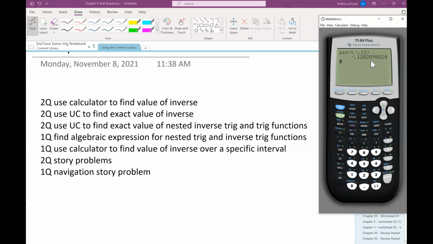So just like the smallest part of, we do this all the time, right? Like we do the sine inverse on the calculator for all these problems. It's just making sure you can get your calculator in the right mode and get this in there. You know what I mean? It's such a simple thing.